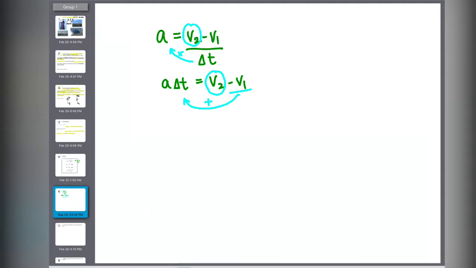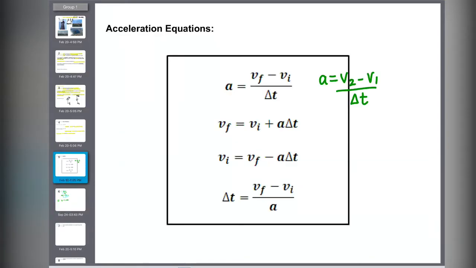V2 minus V1, meaning it becomes a plus when I put it on the other side. And that's why they got that first equation. So this is equation number 1. The second equation that they got is V2 is equal to V1 plus A delta T. See, all I did is rearrange the equation. Okay, and then I'll go back to this.